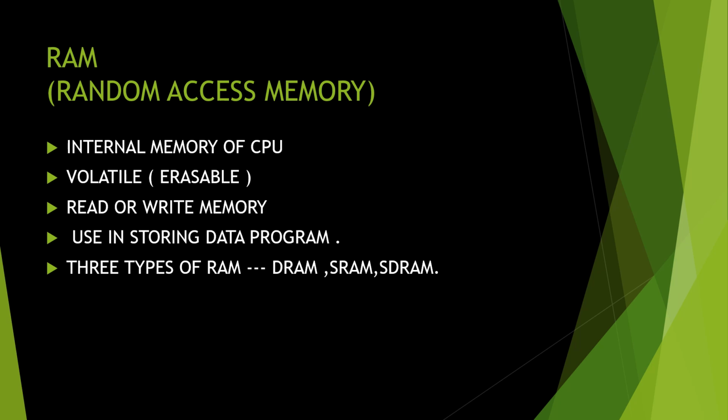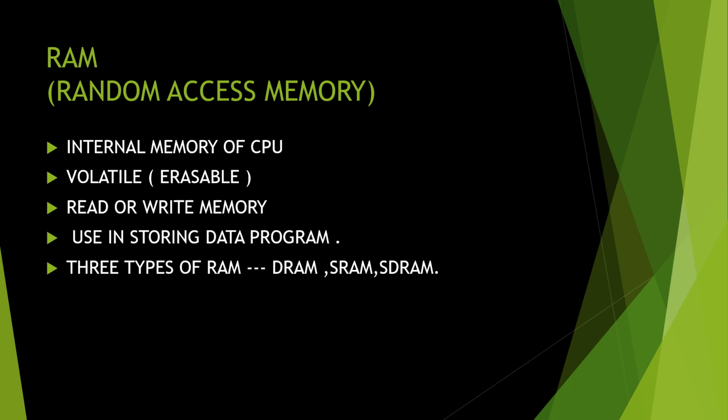That is, we can rub it. Erase means we can rub it or erase it, and that is known as erasable. Volatile means the storage can be erased. So it is known as RAM. And it is a read or write memory, so both can be done in it. We can write and we can read on it.